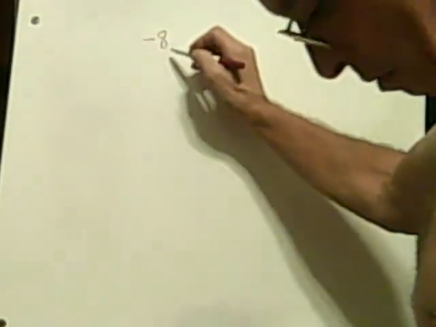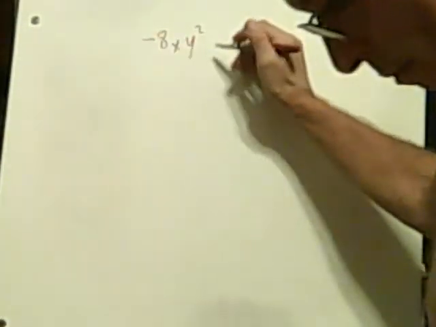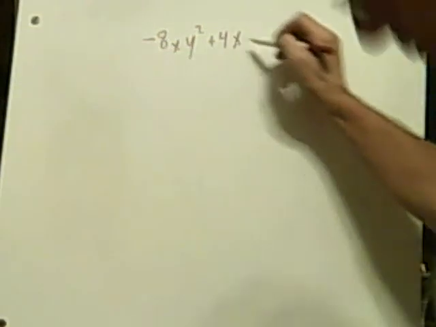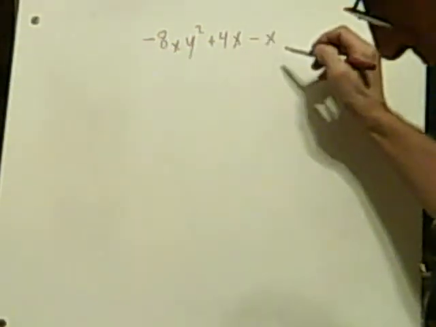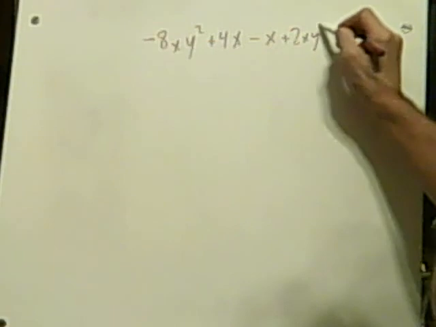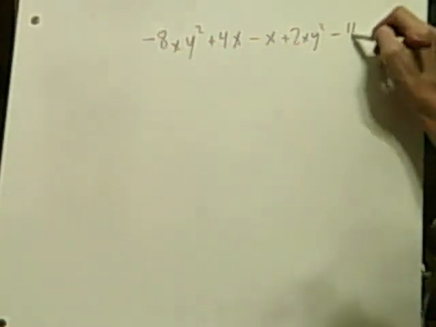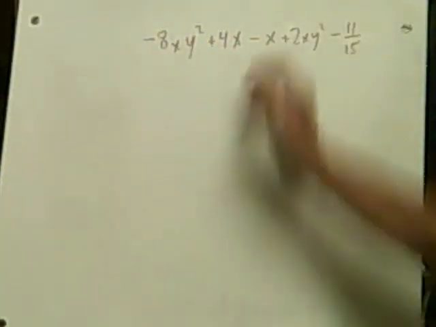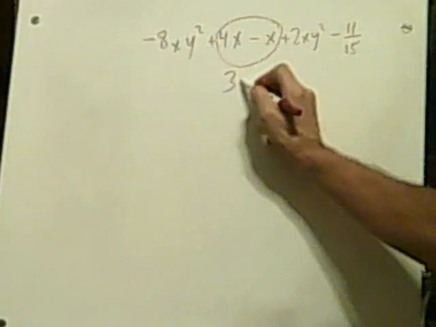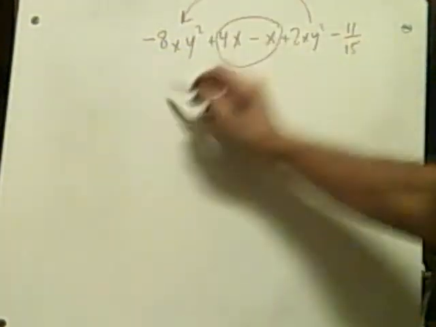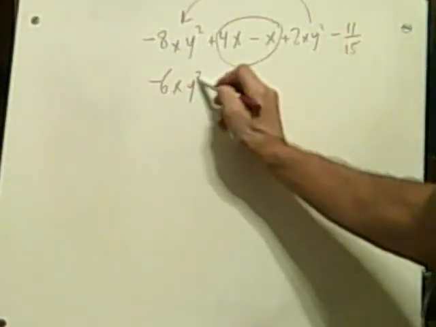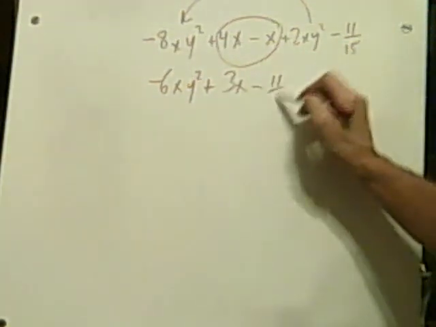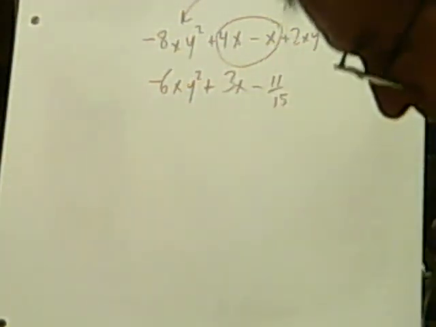Now, 22. Negative 8xy squared plus 4x minus x plus 2x squared, 2xy squared, minus 11/15. Now, like terms, what do we see? There's a 4x, so that's going to be a 3x. These two terms are going to give minus 6xy squared, and then the minus 11/15 stays the same. Okay, so that's it.